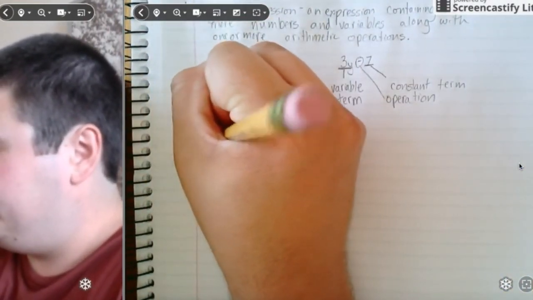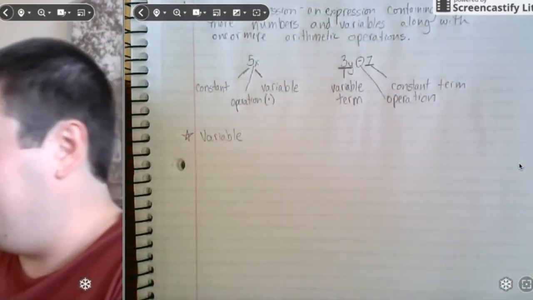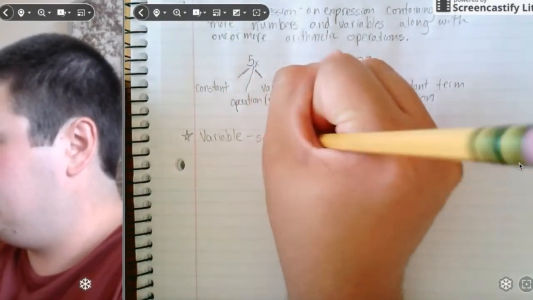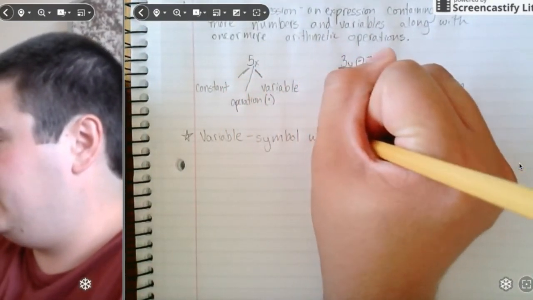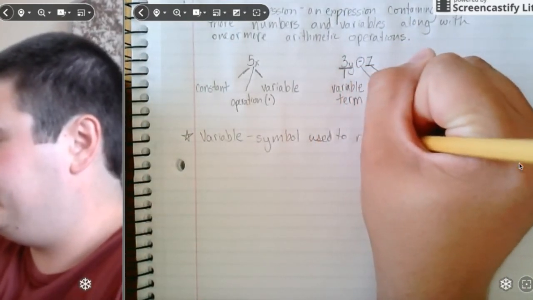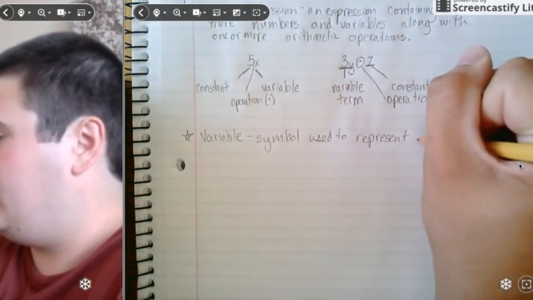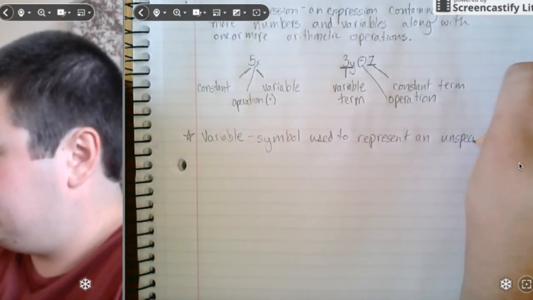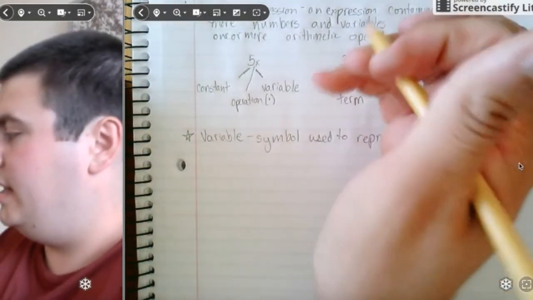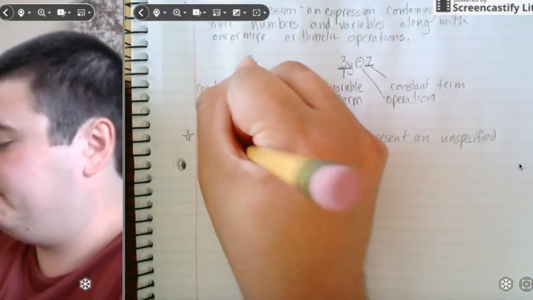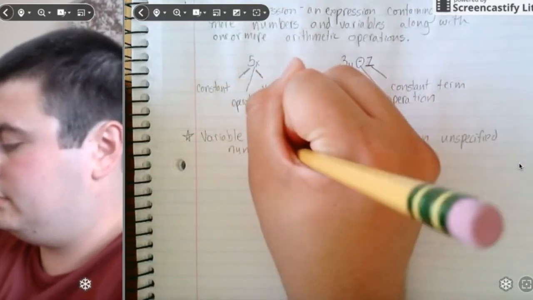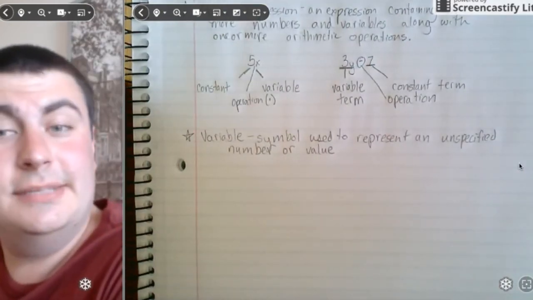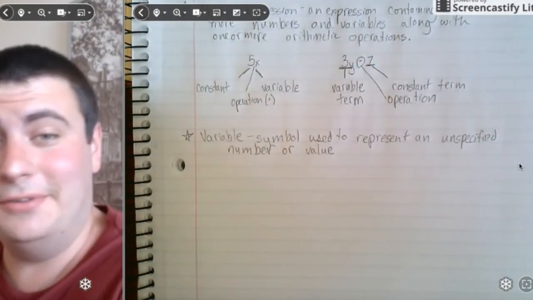Now, a couple more definitions for us. A variable. What exactly is a variable? A variable is a symbol used to represent an unspecified number or value.